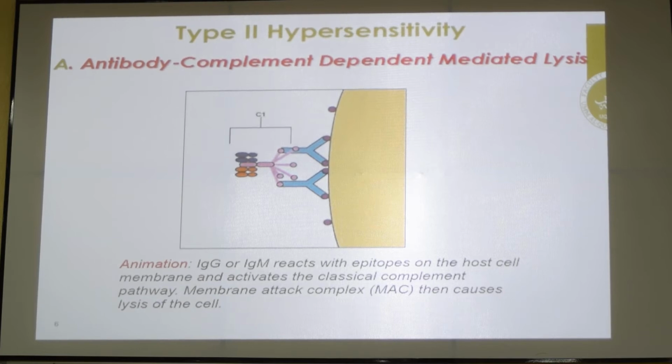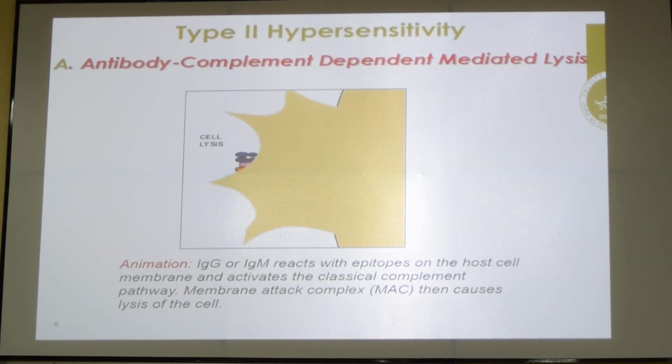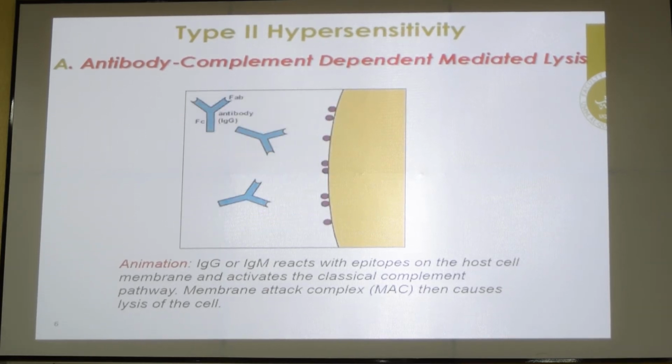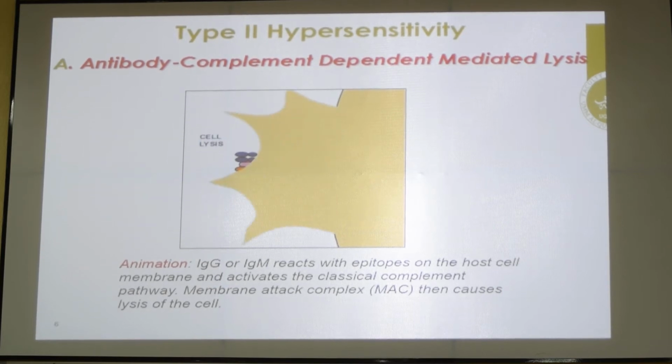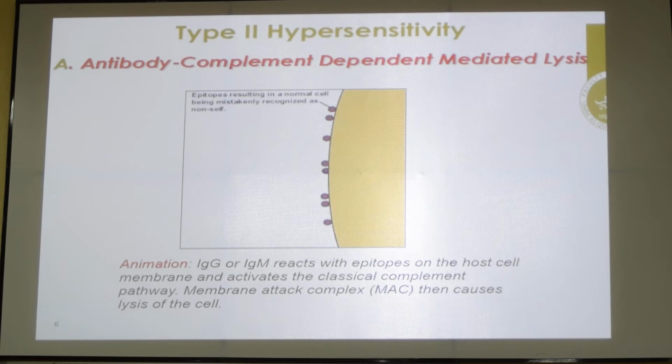Is it specific? Yes, it is specific, but sometimes, as you all know, the classical pathway is more easily activated by IgM rather than IgG. So IgMs are not very specific antibodies. They can sometimes be non-specific as well. But in this particular case, they are specific. So the IgMs are specific, IgG are specific. They bind to the antigen and then result in activation of the classical pathway.